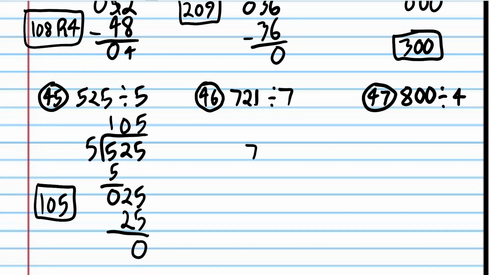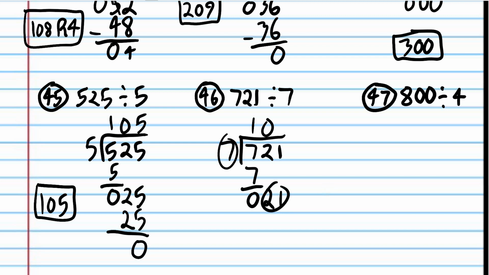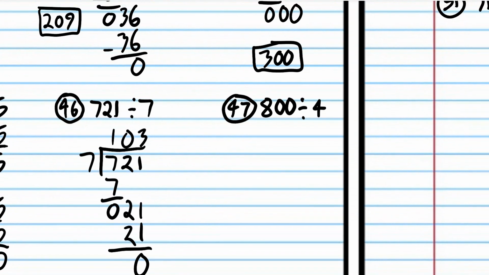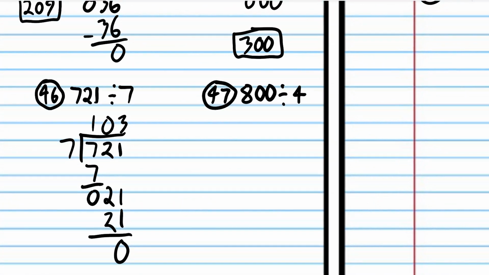All right, we're back. 721 divided by 7. 7 goes into 7 one time. 1 times 7 is 7. 7 minus 7 is 0. Bring down the 2. After you bring down the 2, 7 still doesn't go in. So 7 goes into 2 0 times. So you put 0. Then you have to bring down another number because it didn't go into 2. So now 7 goes into 21 3 times. 7 times 3 is 21. 21 minus 21 is 0. Try number 47, and when you come back, we'll do it together.